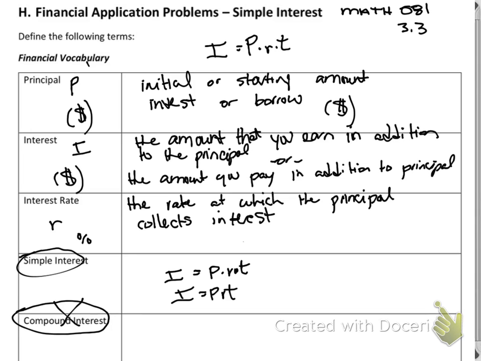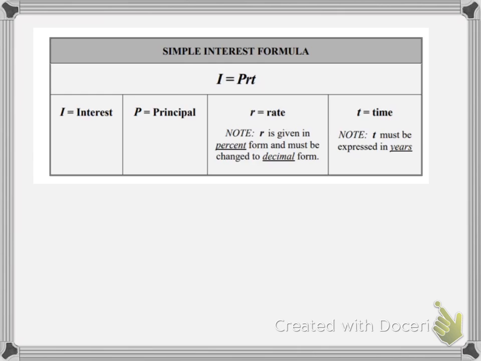All right, so let's get started and do a few problems here. This is a summary just from the textbook. I is interest, P is principal, R is rate. One thing to note is that R is going to be given in percent form, and it has to be changed to a decimal. That's a good thing to make a note of in your notes.